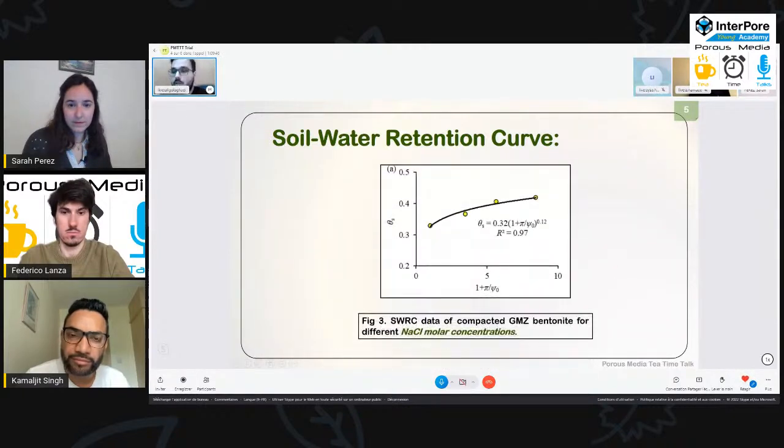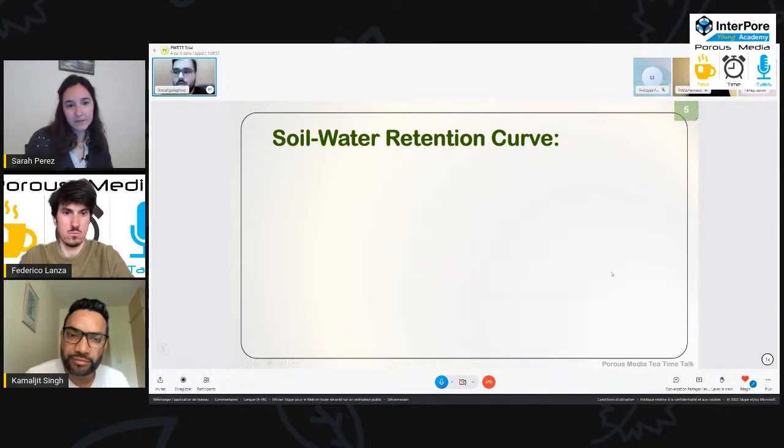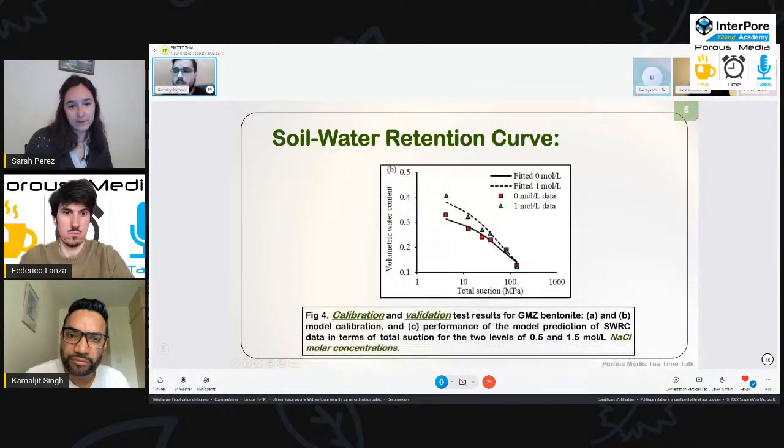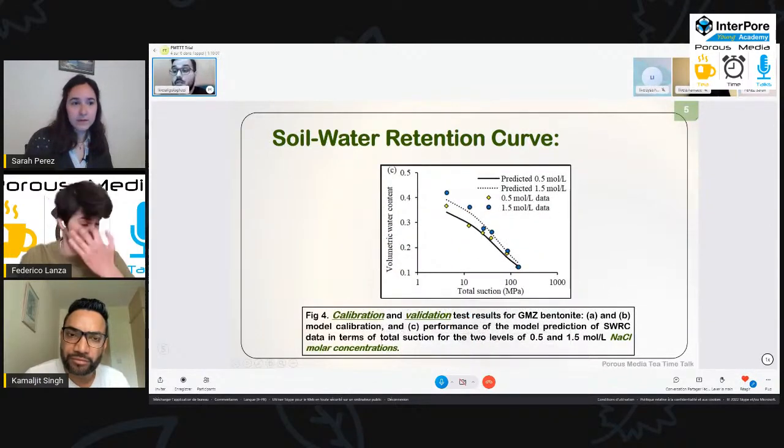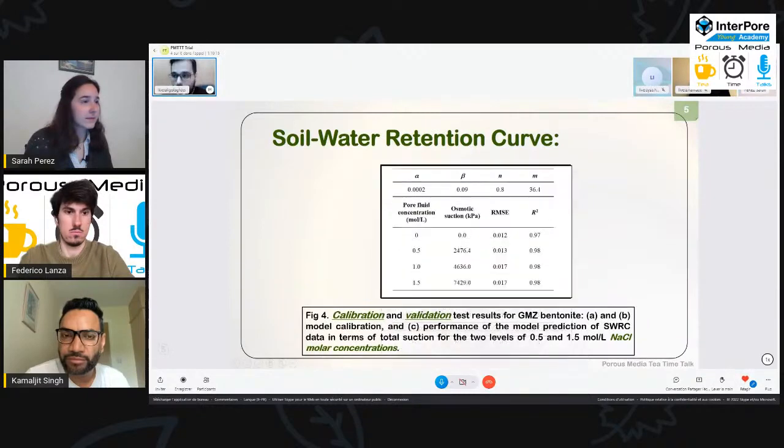For calibration purposes, first we should define the saturated volumetric water content, or equivalently the soil porosity, with different salt concentrations. Next, we use distilled water as well as different other saline solutions to determine model parameters. And finally, the model is prepared, and we can challenge its capability to predict the SWRCs for different salt concentrations.